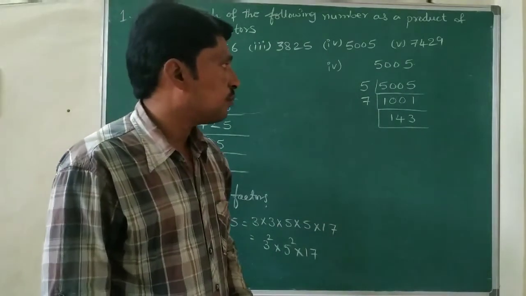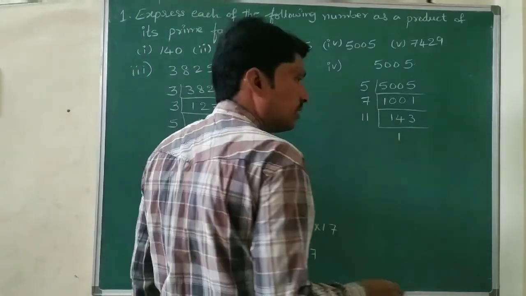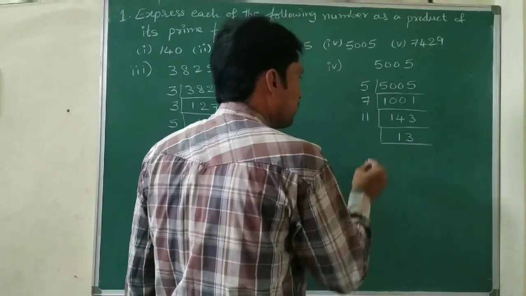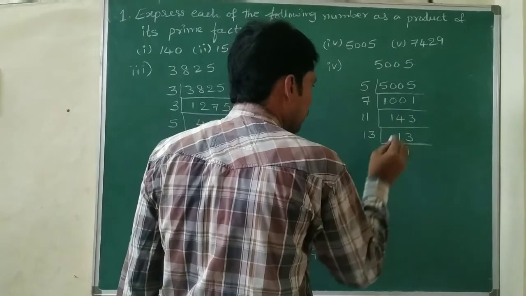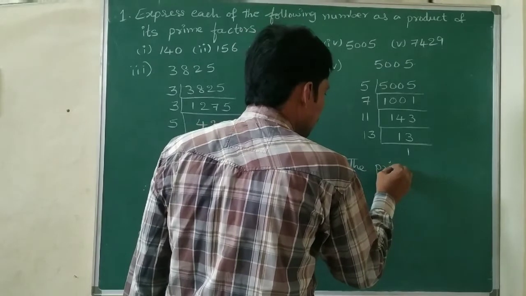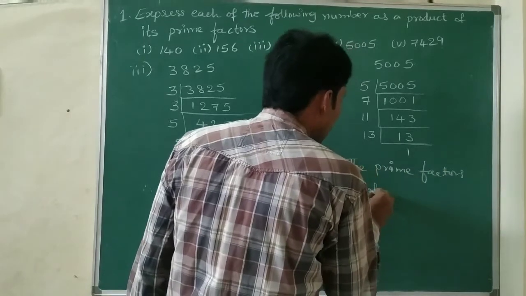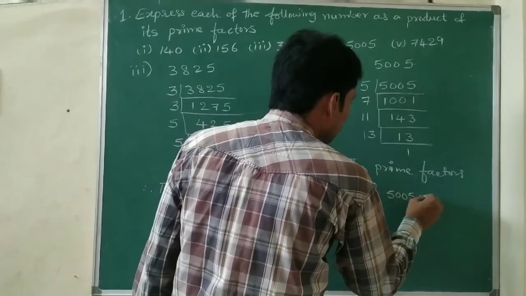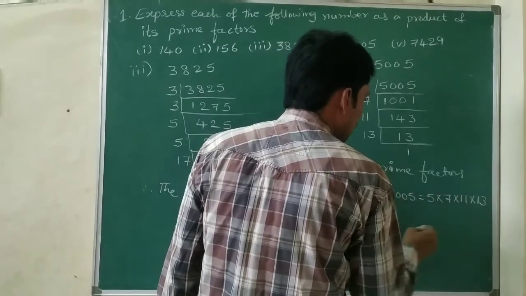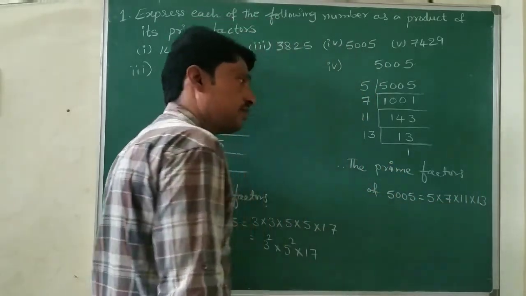Now 7 is completed. Now one more prime number you have to take. The prime number I am taking is 11. 11 1 is 11, means 3 remained. 11 3 is 33. Now this 13 is a prime number only. That 13 as it is you have to take. 13 1 is 13. Therefore the prime factors of 5005 equal 5 into 7 into 11 into 13. So here nothing is common, so we can't write the power notation. Up to here it is enough.